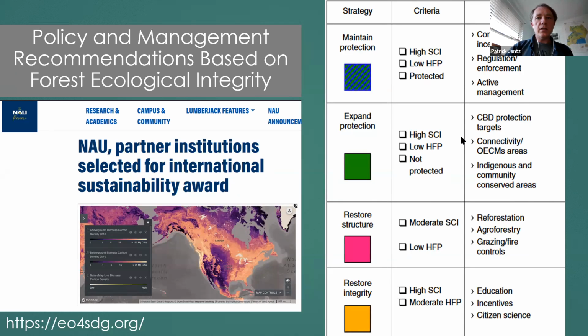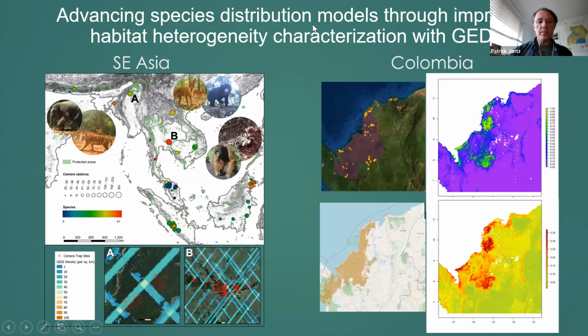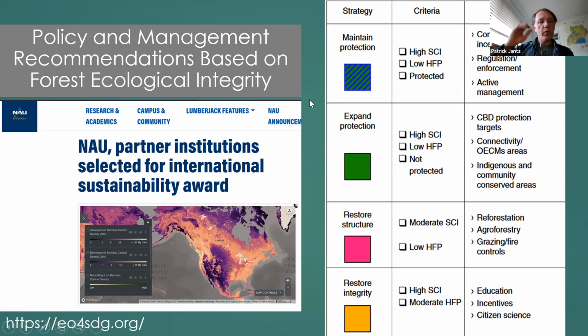But what's interesting is that some of the logical outcomes from that are a set of recommendations for management and policy, anywhere from maintaining or improving protection down to restoring integrity, based on some of the vegetation structural metrics and indices of human pressure that we can map reasonably well now across the tropics. Of course, it's not perfect, but this is really just to try to get this idea into the discussion, so that countries can focus more on forest quality instead of just forest extent, which is how some of the metrics are written now.